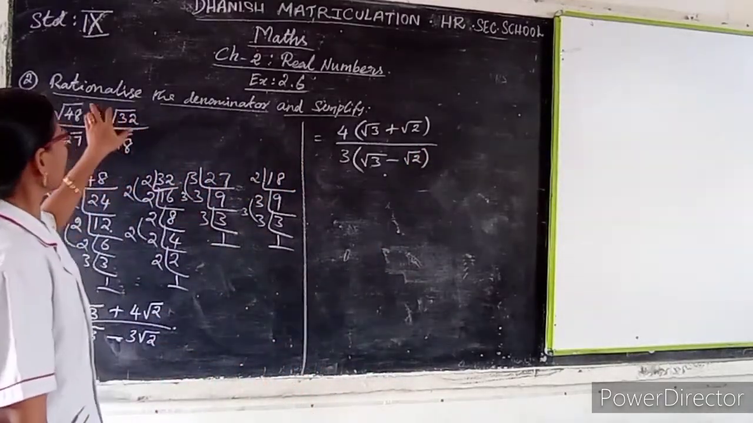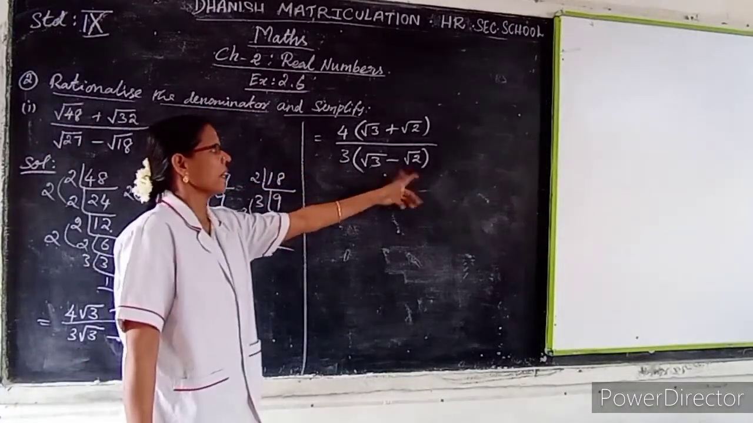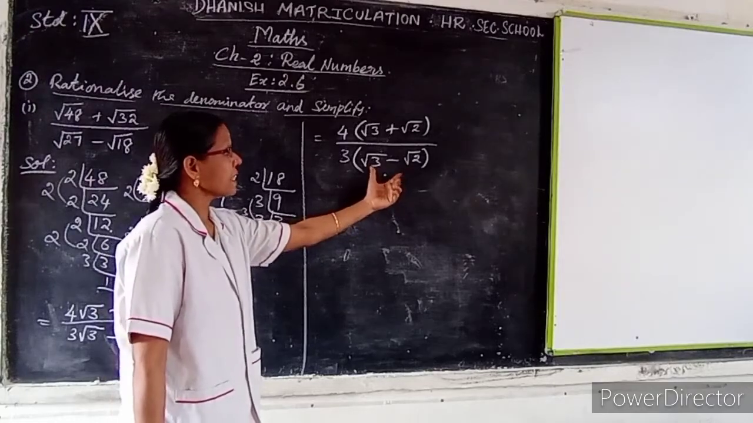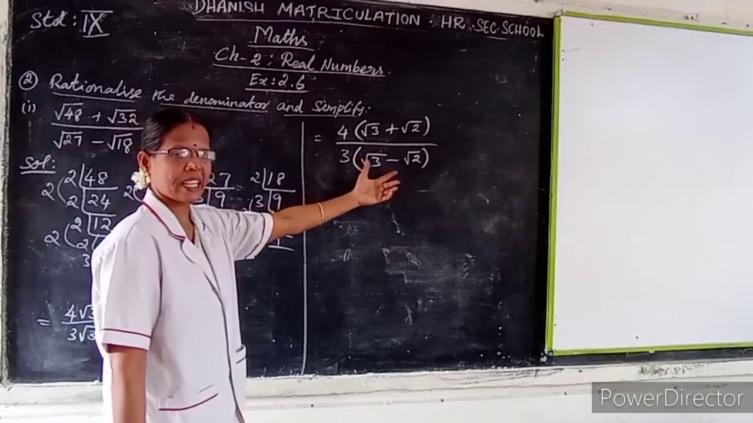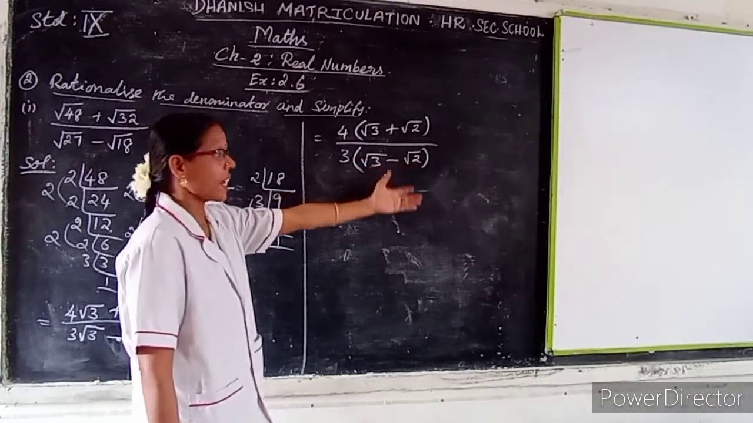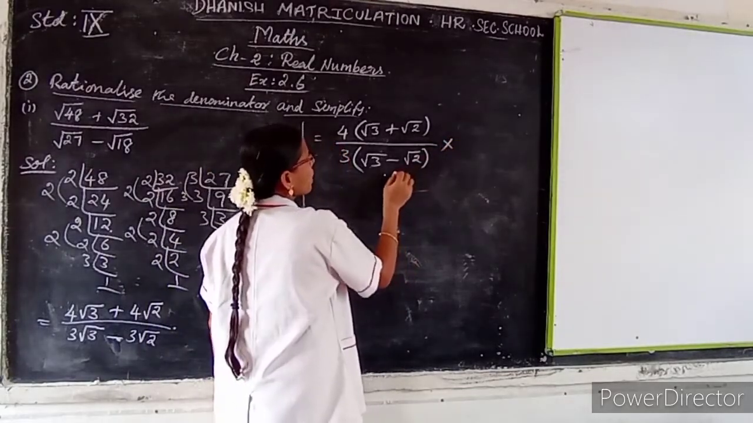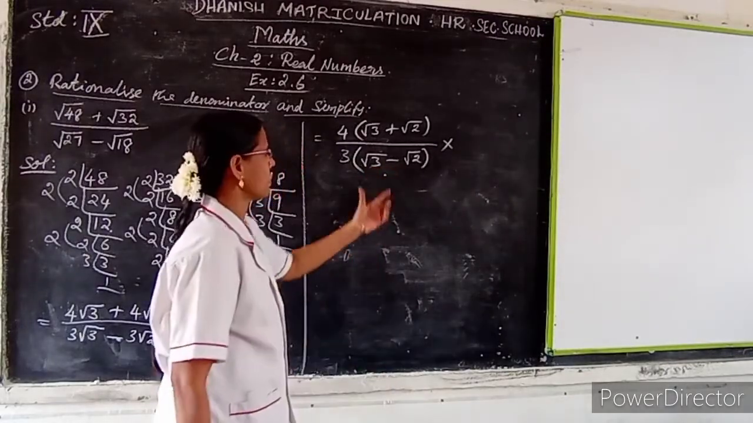Now see the question: rationalize the denominator. The denominator is an irrational number, that is, a surd. Since the denominator is a surd, we should change the surd into a rational number. Surd is nothing but an irrational number, so we should change the irrational number into a rational number. So multiply both the numerator and the denominator by its conjugate.